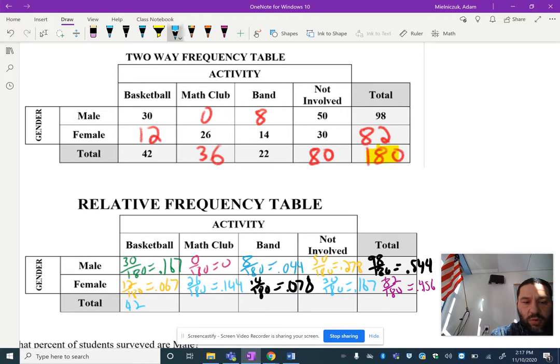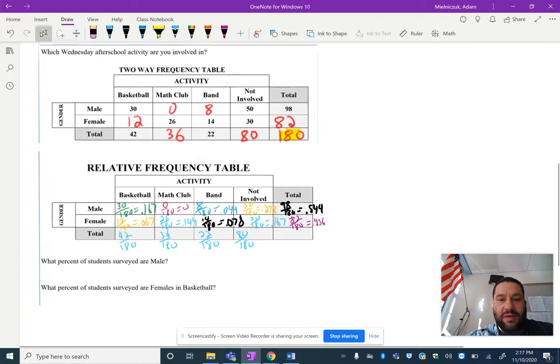Okay, we can also do the total column to find their relative frequency. So 42 out of 180. We can do 36 out of 180. And I'm just going a little bit quicker because I know we're running out of time with a 5-minute limit. And then 80 out of 180. And what this does for us is it can help us answer the same exact questions.